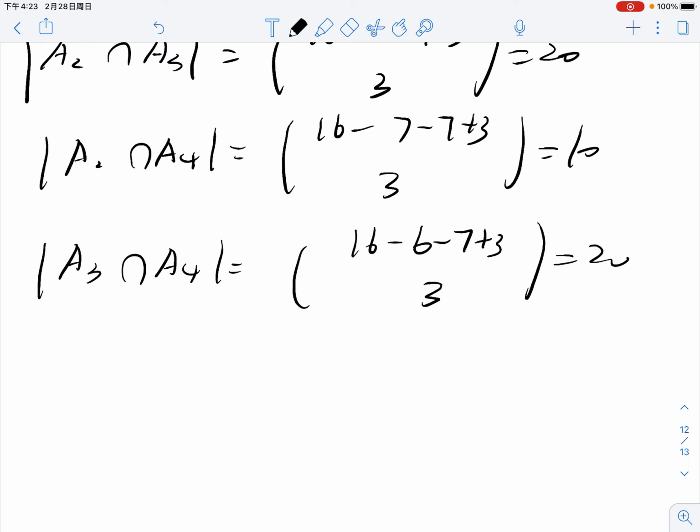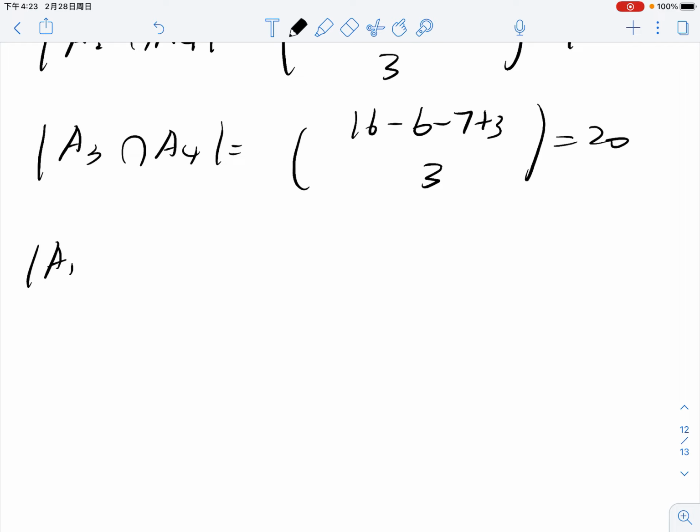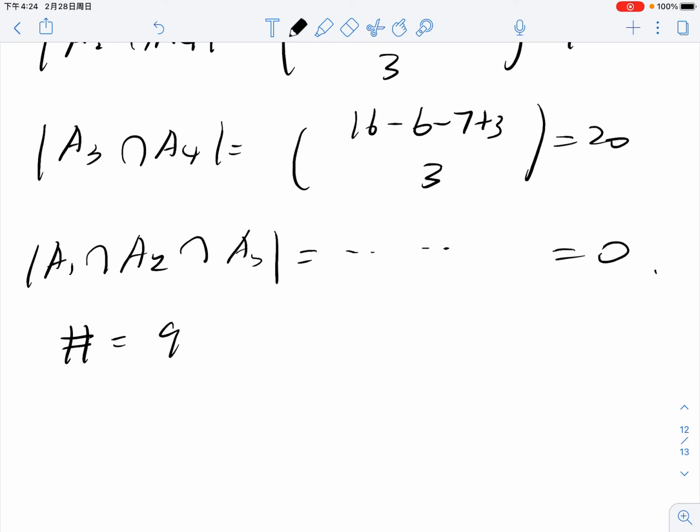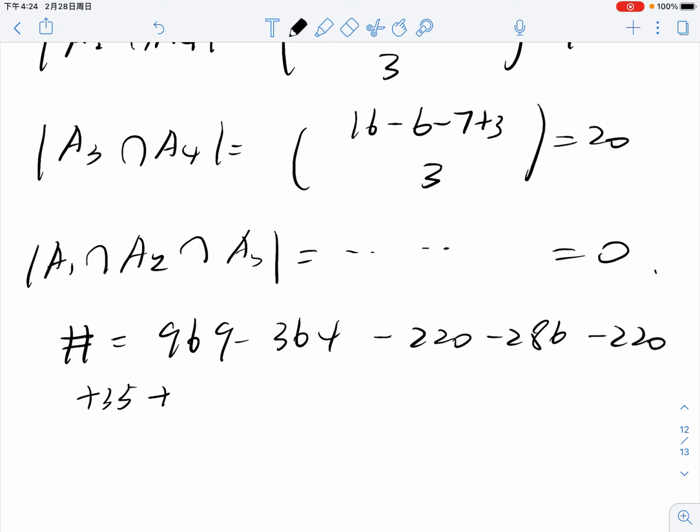Okay, and when you have triple intersection or quadruple intersections, you have 0, and then you just sum them up. So I will write down the answer. Is 55.